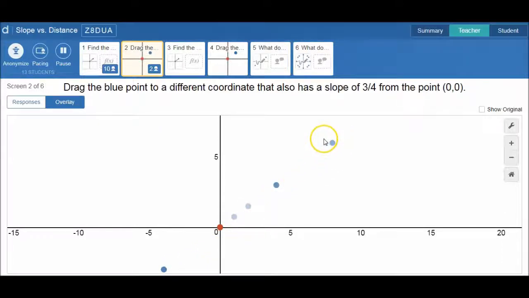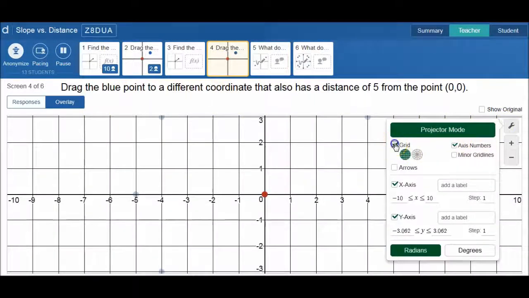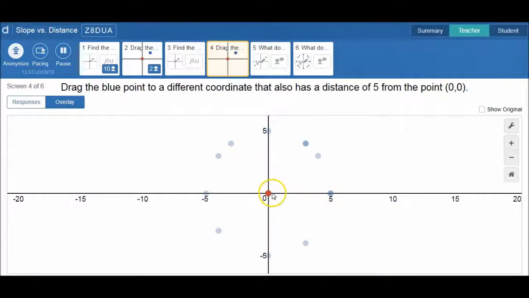That's how I could tell most students selected either (8, 6), (4, 3), or (-4, -3), because those are the darkest points. Students repeated the process, but this time with points that had a distance of 5 from the origin. Again, we looked at the data, discussed, and came to some great conclusions.